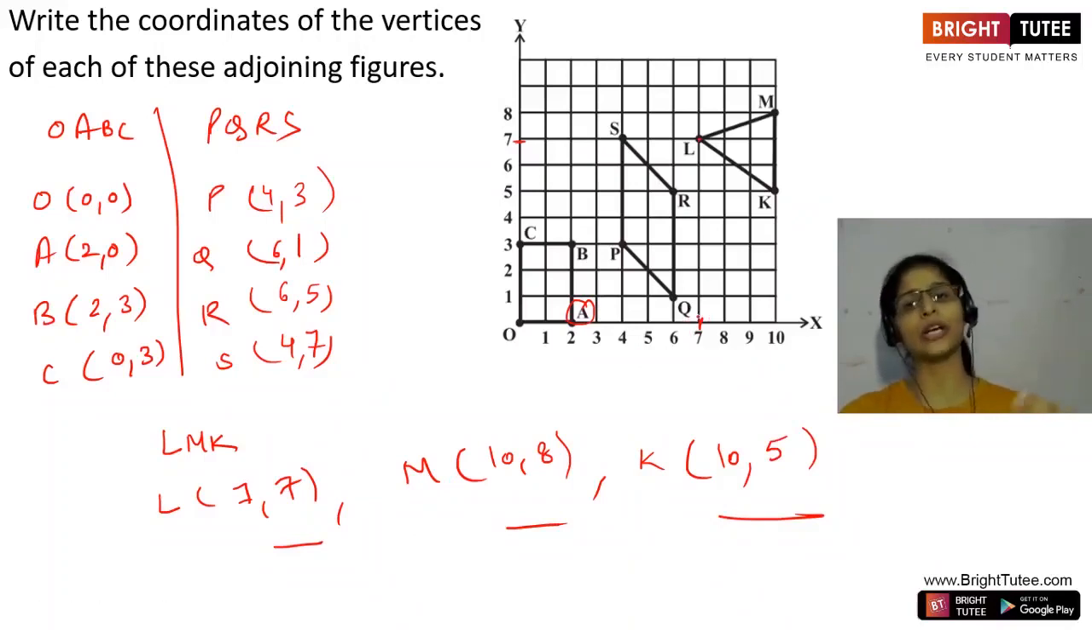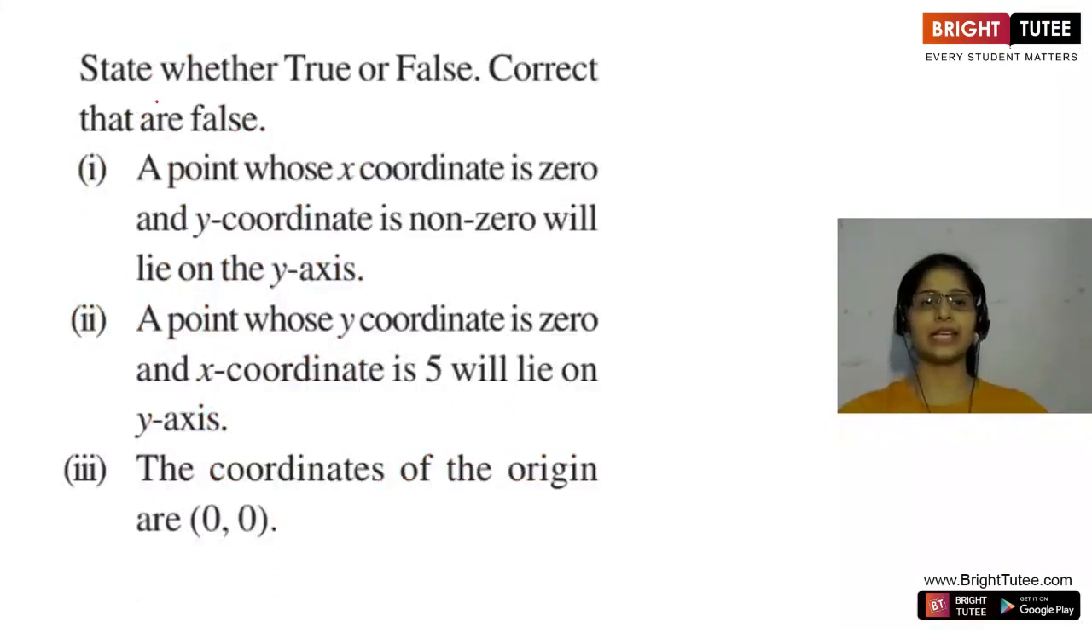So now we know how to plot the points, and how to read the coordinates of a point from the graph. Moving ahead, here we have to state whether each statement is true or false, and we have to correct those that are false. A point whose x coordinate is 0 and y coordinate is non-zero.